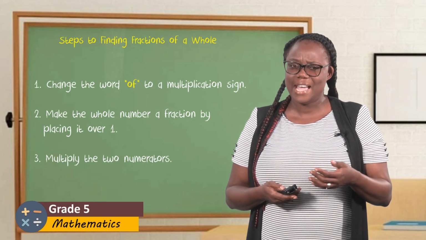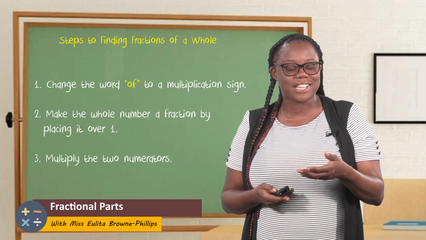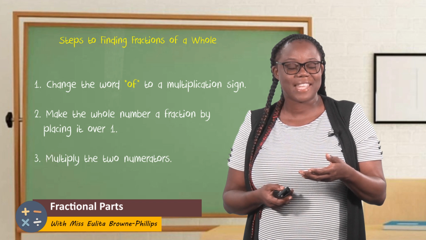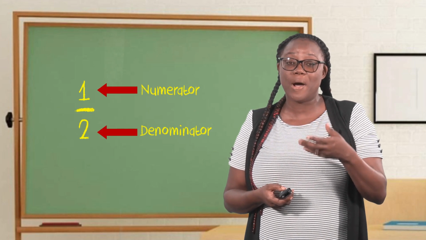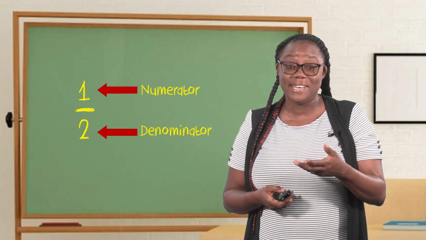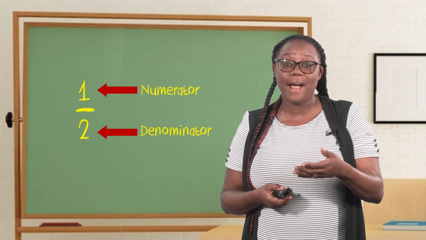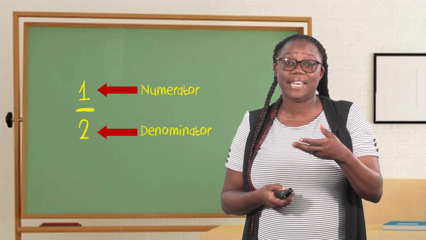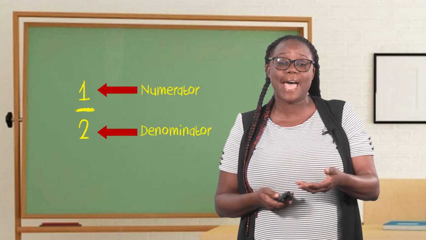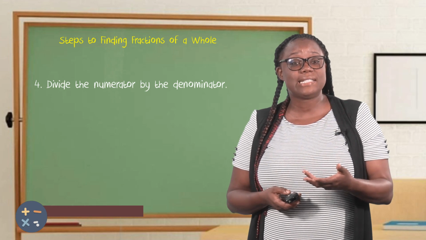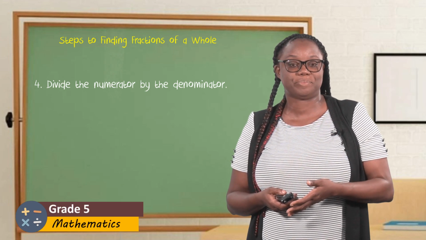Boys and girls, I'm a bit curious. Do you remember where the numerator of the fraction is located? Yes, it is the number at the top, and the number at the bottom, it is the denominator. That number tells us how many equal parts the shape is divided into, or how many equal parts the fraction has. The final step is to divide the numerator by the denominator.